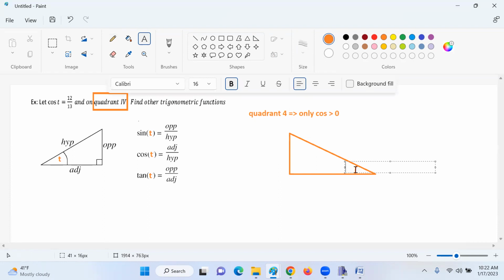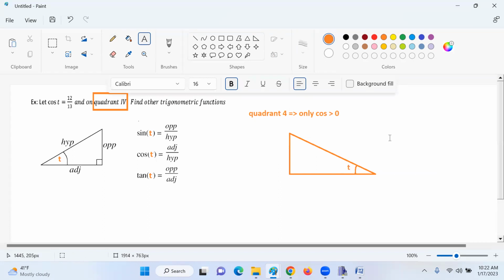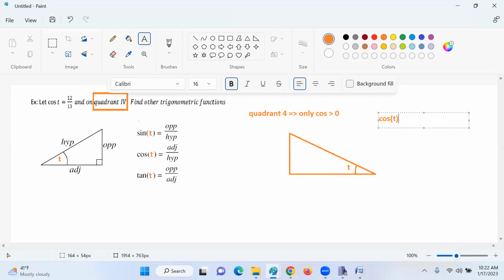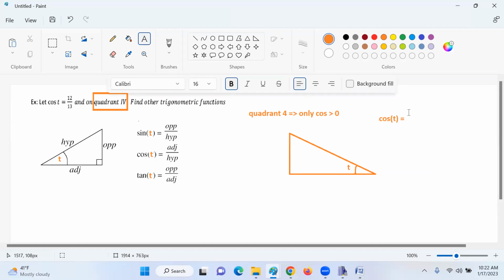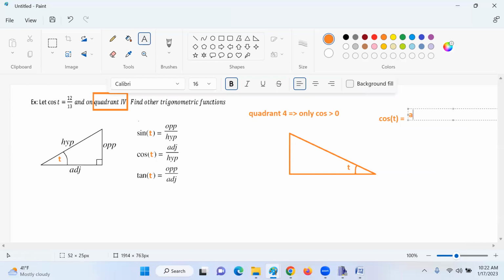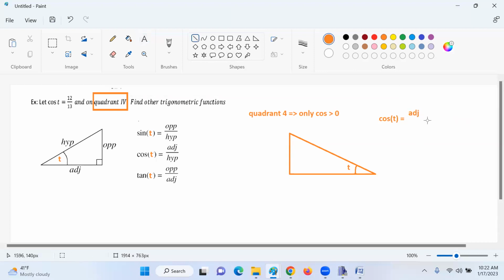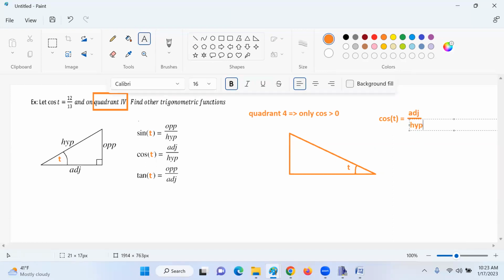So this is what we call T. Now we know the fact that the cosine of T will be equal to adjacent over hypotenuse. I think you need to memorize this rule: adjacent over hypotenuse.